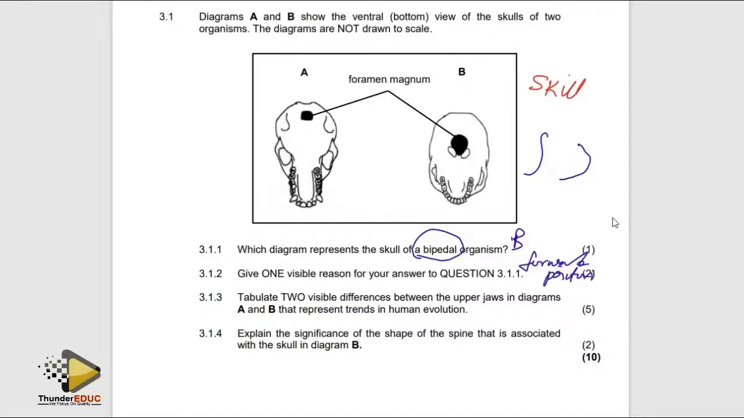Now here, they're looking only and specifically at the upper jaw. These jaws which you see. So don't talk about other parts. The upper jaw in diagrams A and B. When they say the word tabulate, that's a mark. The word tabulate, even you can see that is 5 marks. So when you draw a table, please make sure that you draw a correct table so that you get all the marks. So you write here, for example, skull A and then skull B, for example.